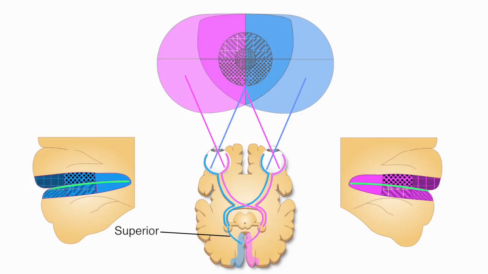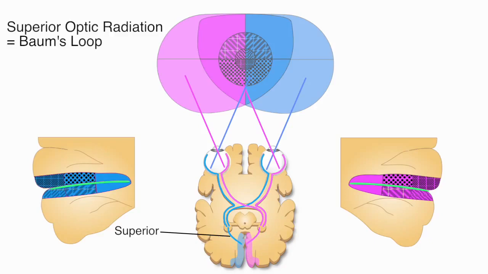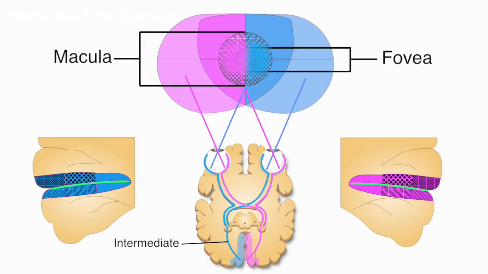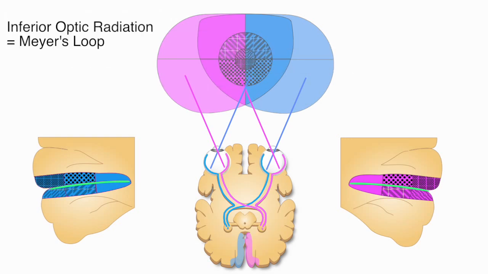The superior division, also known as Baum's loop, conveys information from the superior retinal quadrants, and therefore from the inferior visual field. The intermediate division relays information from the macular region of the visual field. The inferior division, also known as Mayer's loop, courses posteriorly within the temporal lobe, looping around the inferior horn of the lateral ventricle. Mayer's loop relays information from the inferior retinal quadrants, and therefore from the superior visual field.